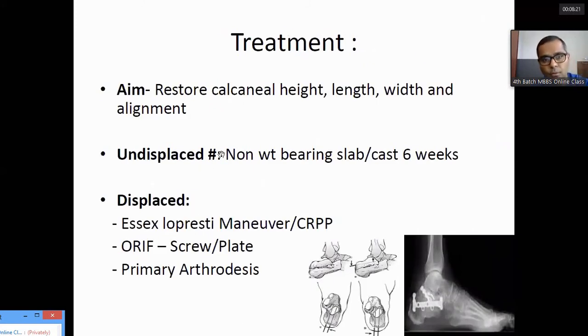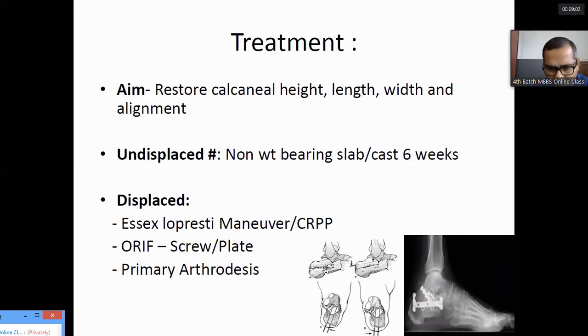Treatment goal: the aim of the treatment of the calcaneal fracture is to restore the calcaneal height, length, width, and alignment. If it is undisplaced, a non-weight bearing slab cast for 6 weeks, then slowly a partial to full weight bearing. Sometimes we may need to wait up to 12 weeks, 3 months, if there is a joint involved. So this is 6 to 8 or 12 weeks; if it's extra-articular, we may allow weight bearing in 6 weeks.